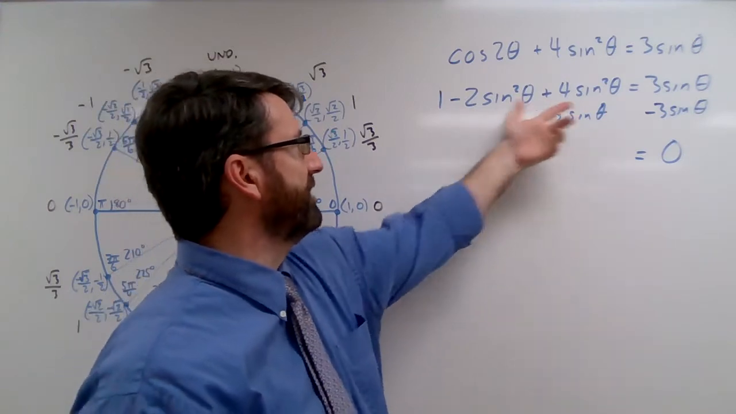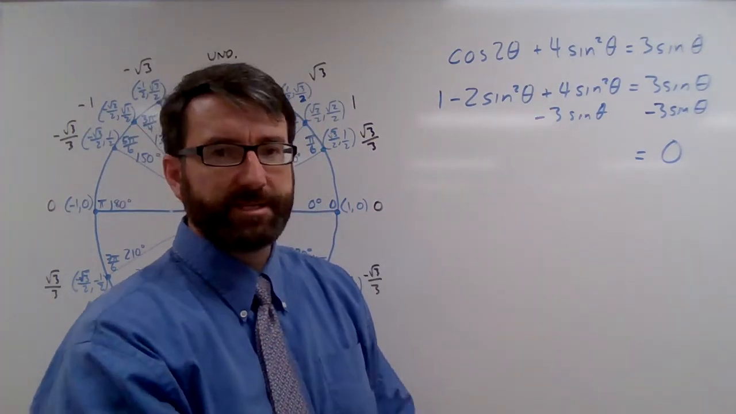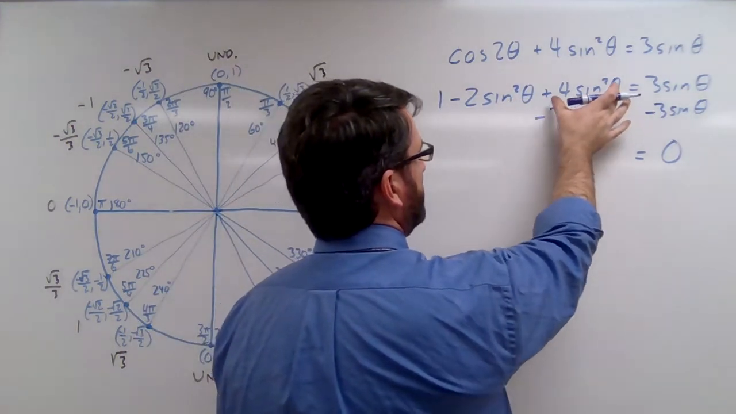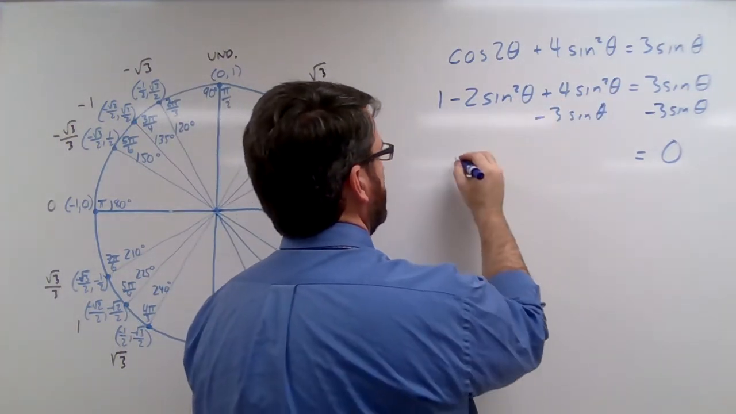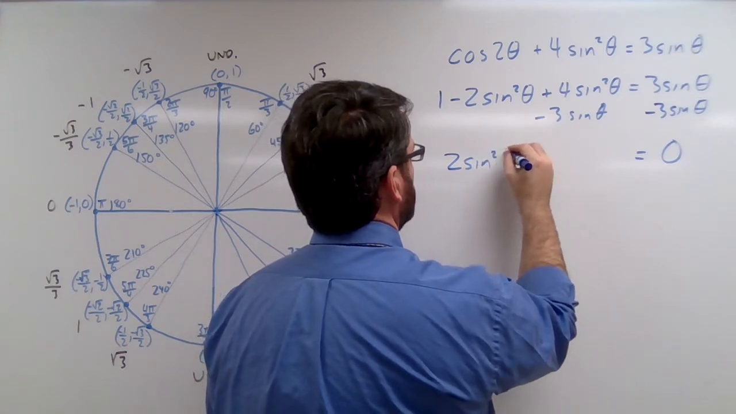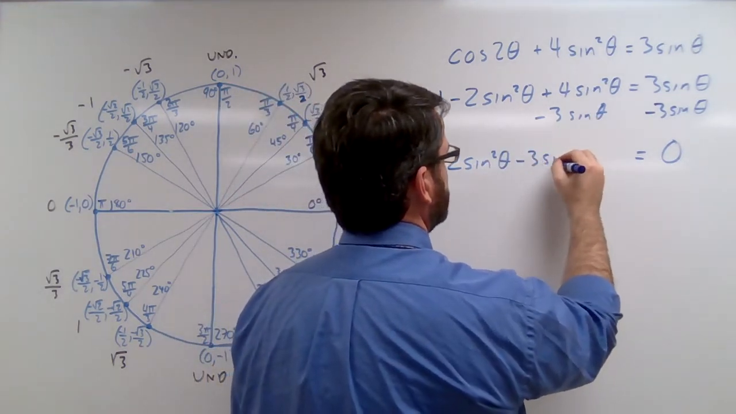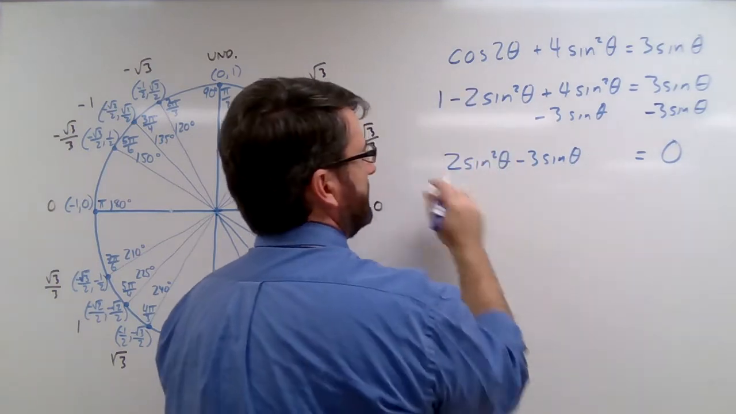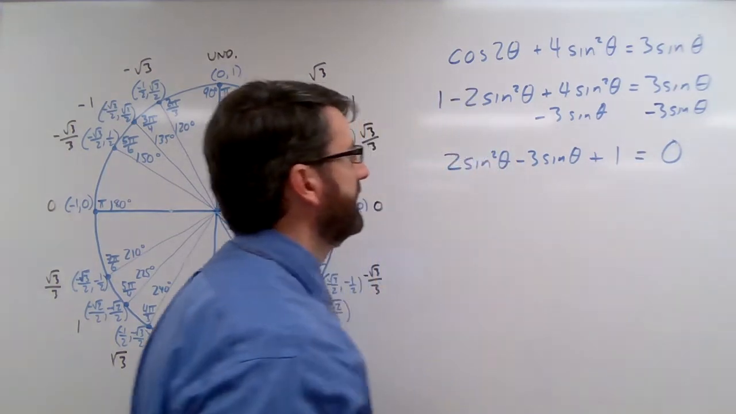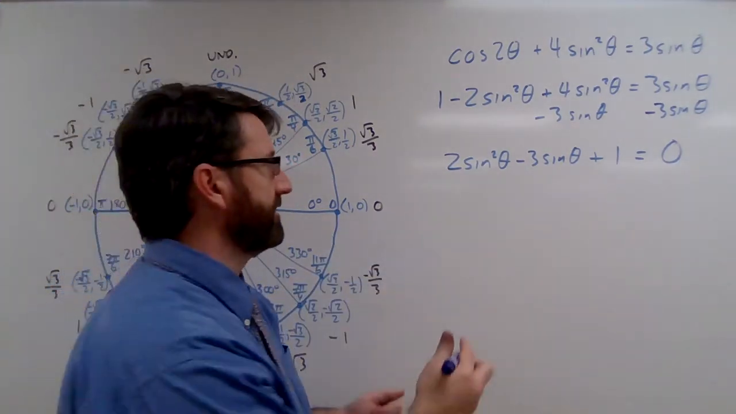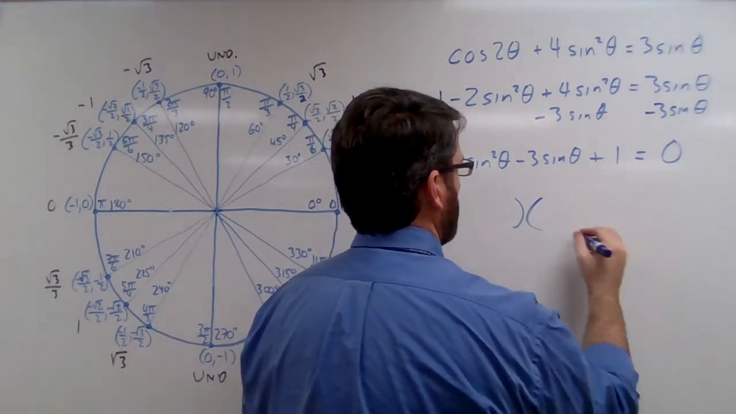On this side, let's go ahead and arrange some of our terms here. So negative 2 sine squared theta plus 4 sine squared theta is 2 sine squared theta. And then we've got this negative 3 sine theta, and then plus 1 here. Now we've got it in a nice order. We can factor this.